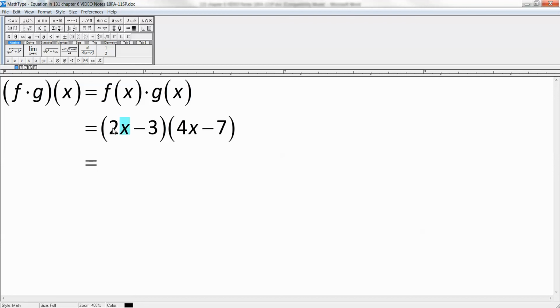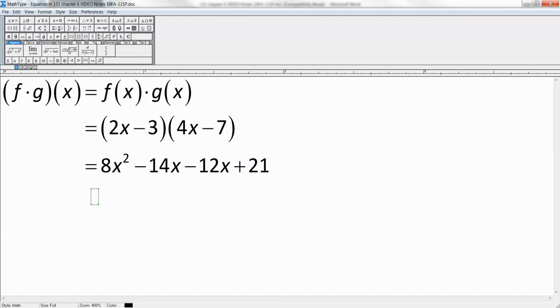FOIL, if you want to remember it that way. FOIL is just a way to remember it. So 2x times 4x makes 2 times 4 is 8x squared, right? Because x times x, you add the powers, plus 2x times negative 7, so minus 14x, minus 12x plus 21. Because minus 3 times positive 4 is minus 12. Minus 3 times minus 7 is plus 21. You do 2x times each of these, and then you do minus 3 times each of these.